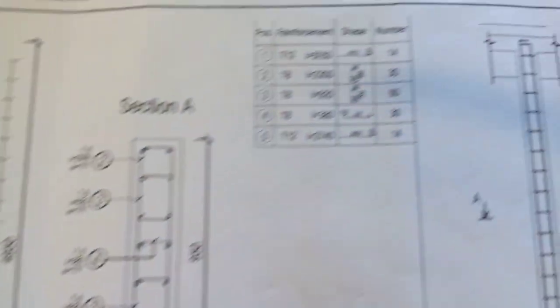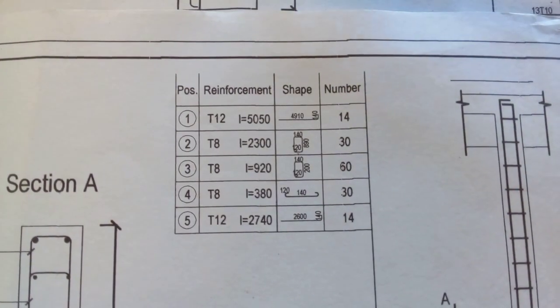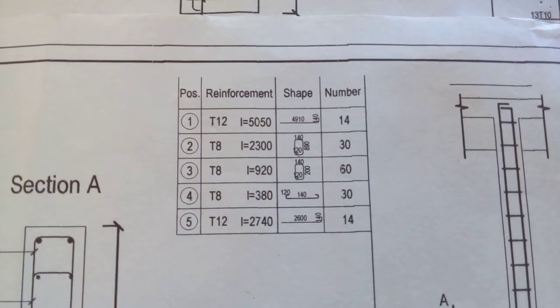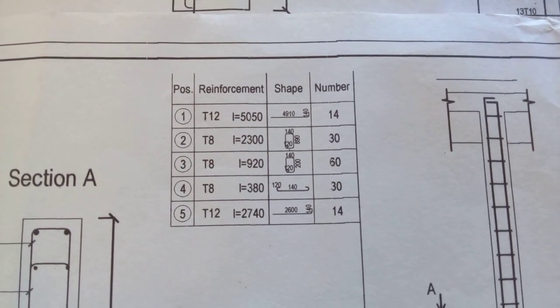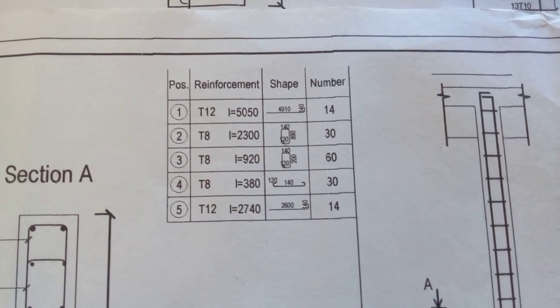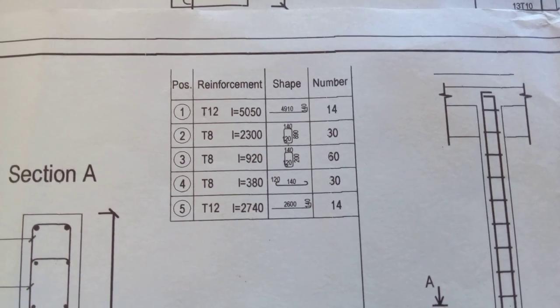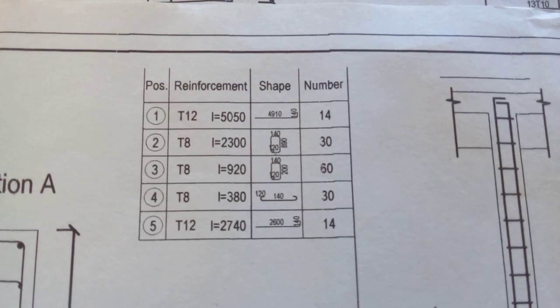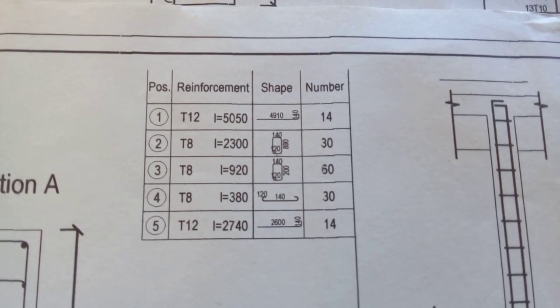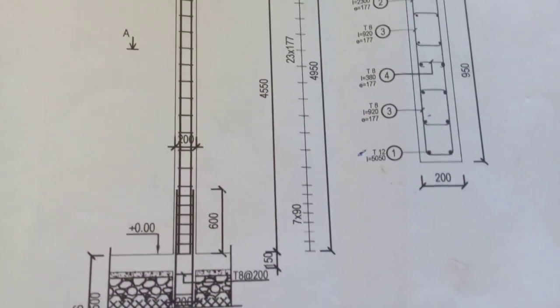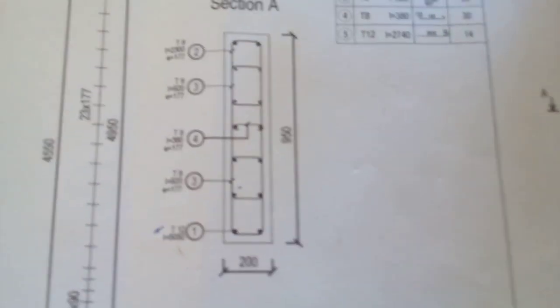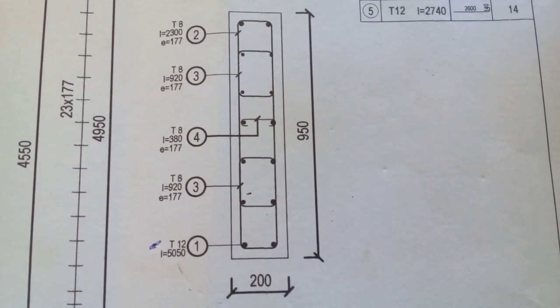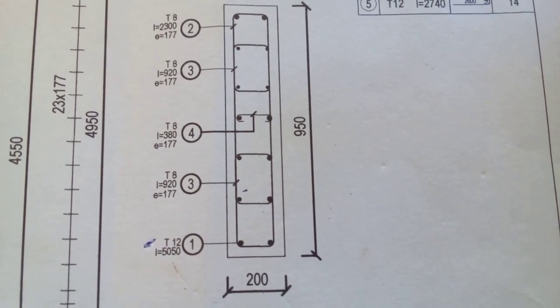So this is a bar bending schedule for this column, and as you can see, we have the position, the reinforcement, the shape, and the number. So the position, like you see, position 1, is indicating reinforcement of bar diameter 12, T12, and the shape is, as you can see, that will be the shape that you'll use to bend it on site, and then also the number. So when we come back to the detail of our column, you can see bar mark 1 is the T12, which are our main bars.